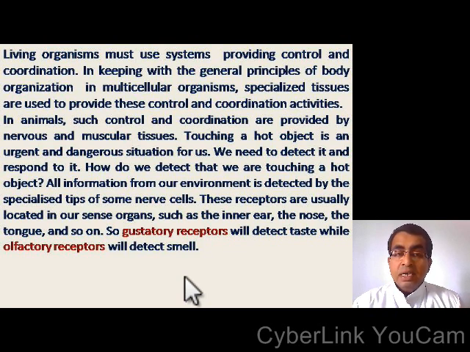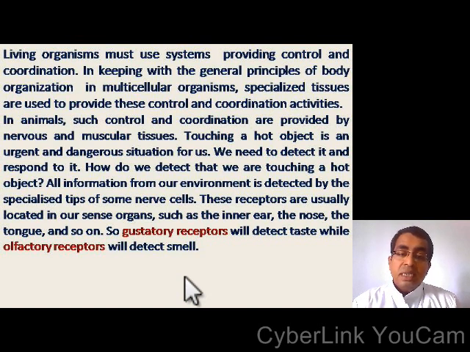In keeping with the general principles of body organization in multicellular organisms, specialized tissues are used to provide these control and coordination activities. In animals, such control and coordination are provided by nervous and muscular tissue. Touching a hot object is an urgent and dangerous situation for us. We need to detect it and respond to it.